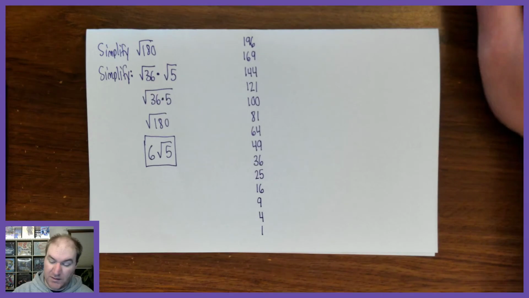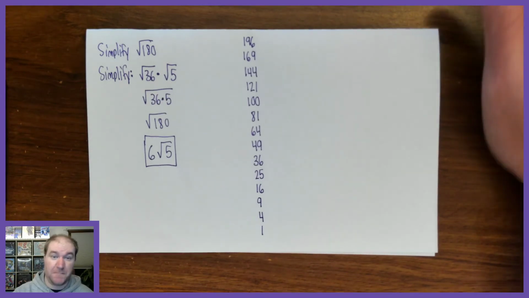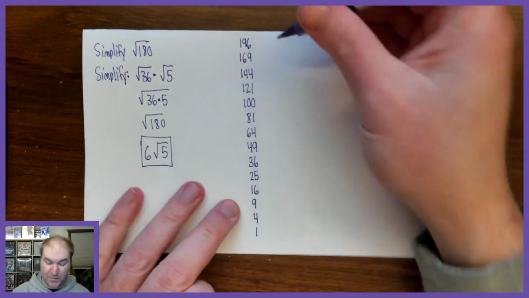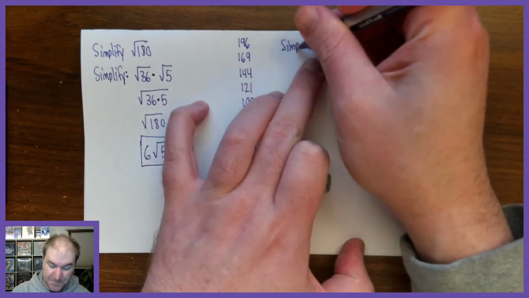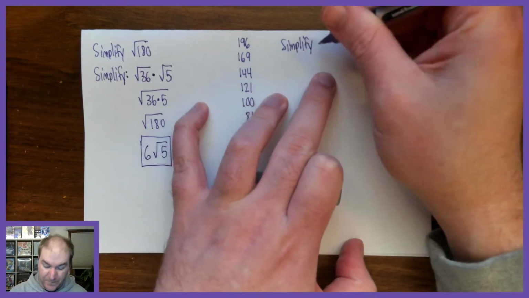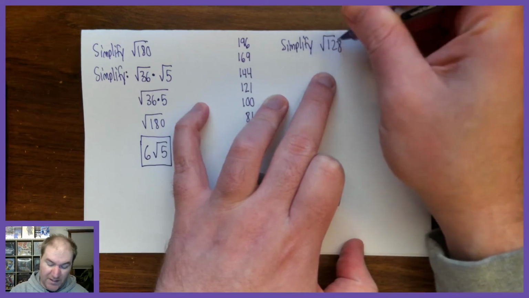All right, so let's do another example. Let's simplify the square root of 128.